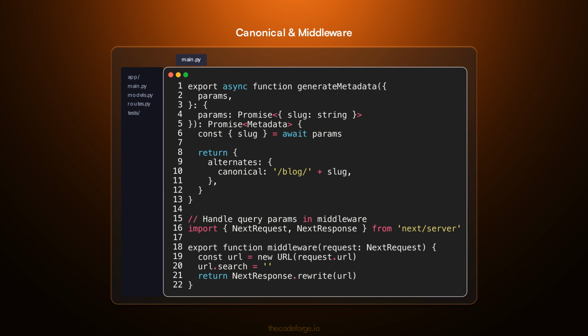Use middleware to strip query params from the URL before it reaches the page. This prevents duplicate content from tracking parameters.